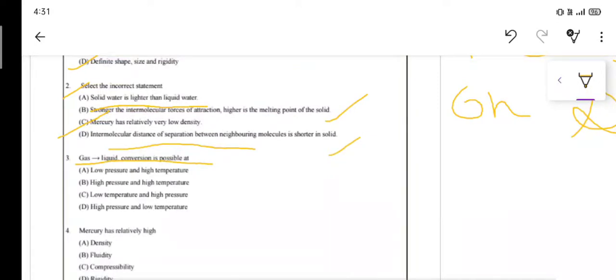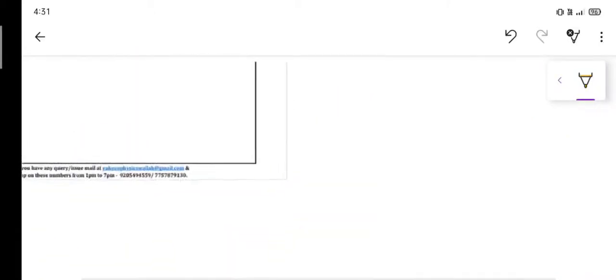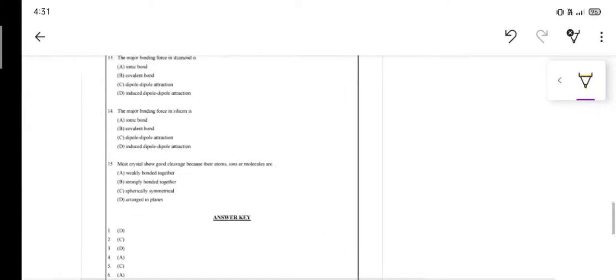Gas to liquid conversion is possible at high pressure and low temperature. High pressure and low temperature. Answer D. So 3, answer D.